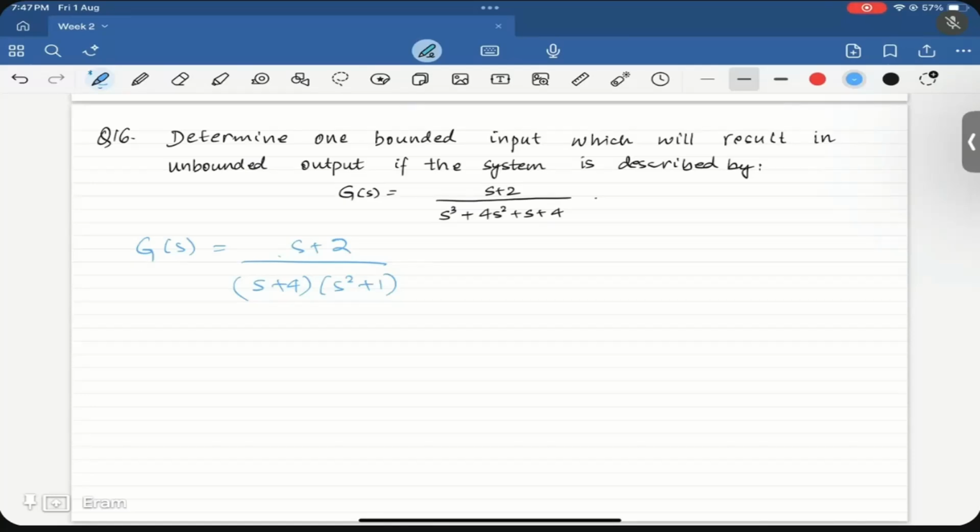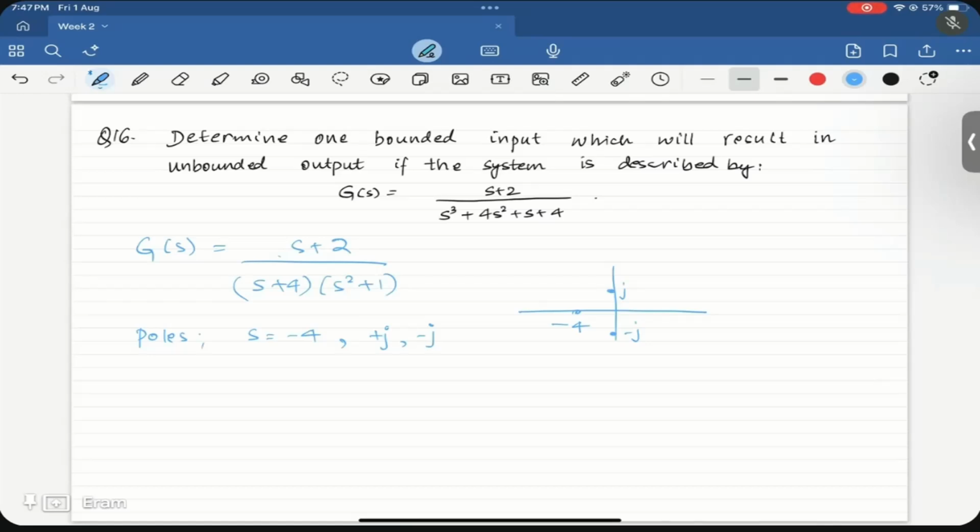The poles are at s equals -4 and plus j and minus j. So we have one pole on the left hand side and a pair of poles on the imaginary axis, right? So this system is BIBO stable. Is it BIBO stable? It is marginally stable. So is it BIBO stable or not, I'm asking.